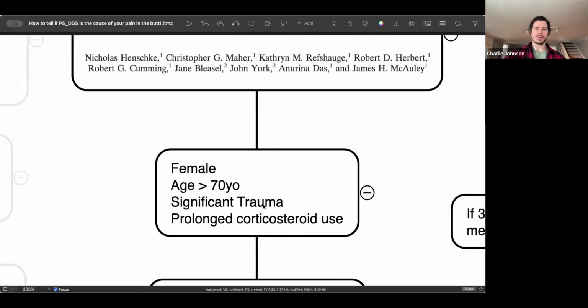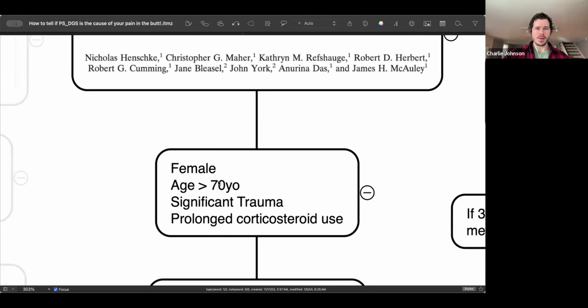Prolonged corticosteroid use. So maybe there's some systemic inflammatory condition that you've been taking steroids for over some prolonged period of time. Maybe you have asthma and you're constantly on prednisone or something like that. That's what we're talking about, because we know that steroids weaken bone. Maybe even if you had lots of steroid injections in the spine, I might actually add that here, because we do know that it tends to and or can reduce bone mineral density if you have too many shots in your spine in postmenopausal women.